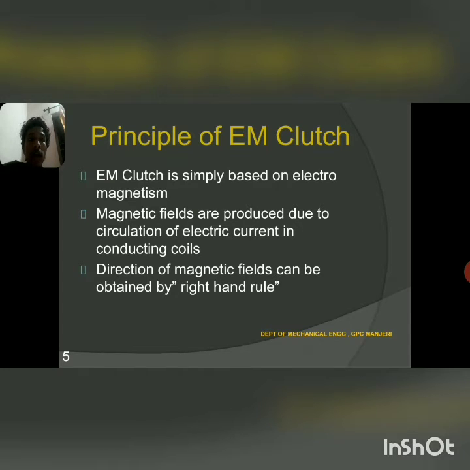Principle of the electromagnetic clutch. The electromagnetic clutch is simply based on electromagnetism. Magnetic fields are produced due to circulation of electric current in conducting coils. Electromagnetism says that due to circulation of electric current in conducting coils, magnetic fields are produced. The direction of the magnetic field can be obtained by the right-hand rule.